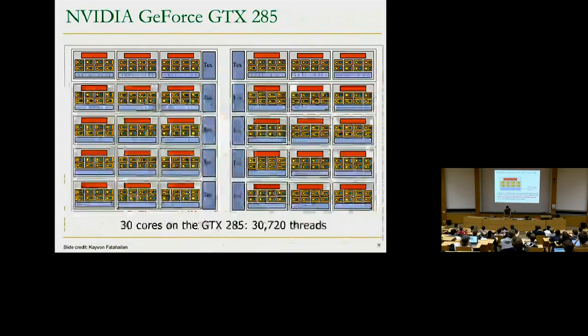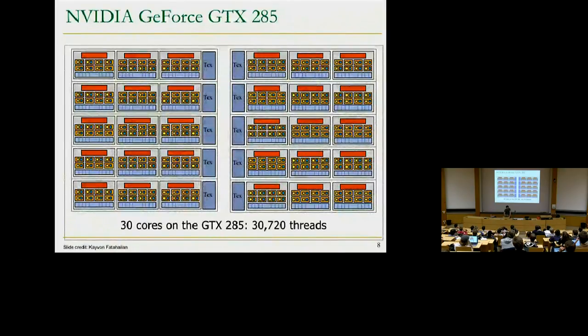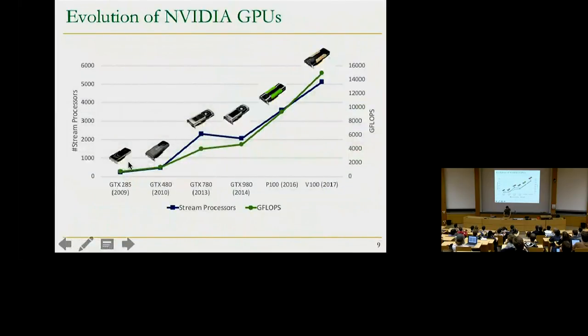This is the complete GeForce GTX 285. You can count the number of SMs. There are 30 of these SMs or cores. And even though this looks kind of impressive, right? There is a lot of computing power here. This is nothing compared to the evolution in recent years. Look, this is where we have, where is my pointer?